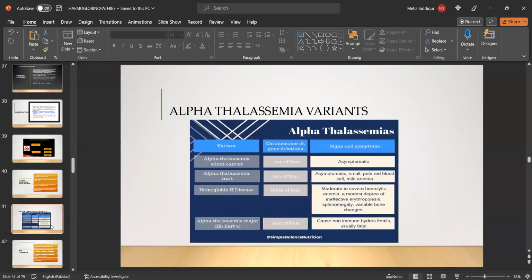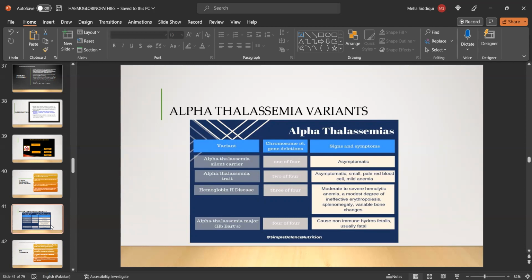Alpha thalassemia variants. These are: alpha thalassemia silent carrier, which is asymptomatic. Then comes alpha thalassemia trait, resulting from the deletion of two out of four genes, and it is asymptomatic. However, small pale RBCs may be found in the CBC, and mild anemia.